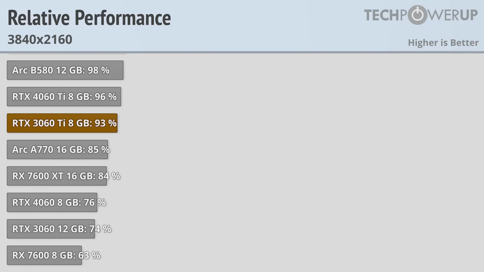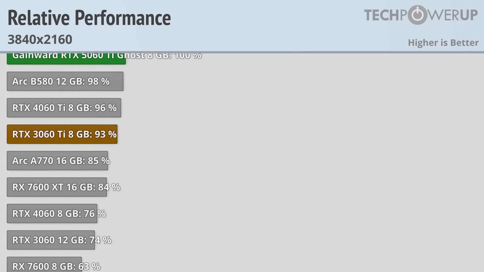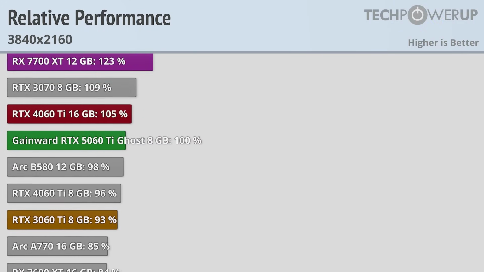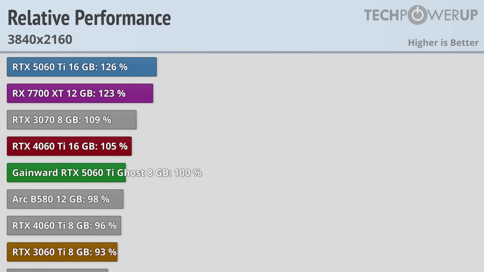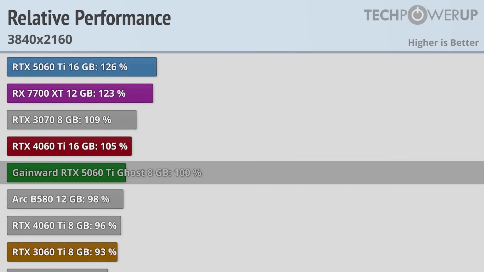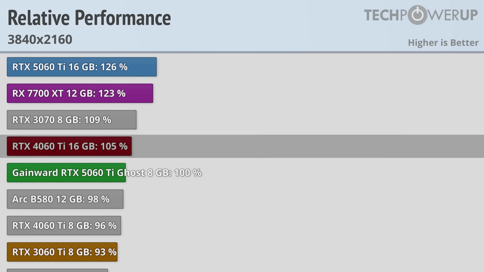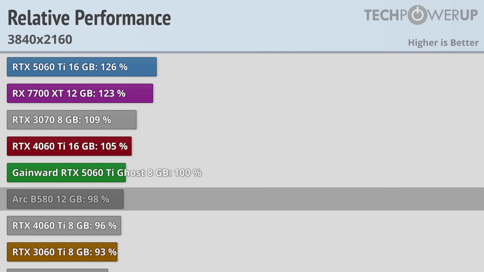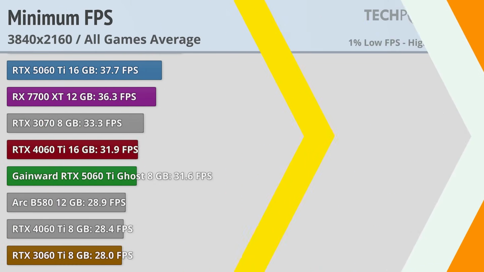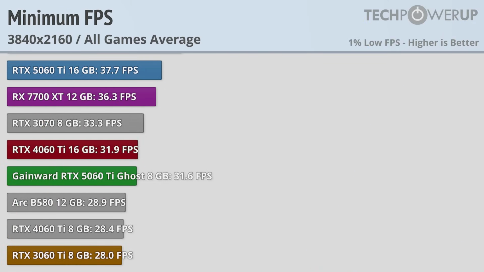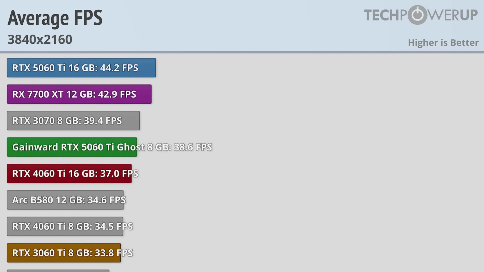None of these cards are really designed to play at 4K, but if you were foolish enough to try it, you'd find that the 8GB card really is not a 4K card, with the 16GB model now being 26% faster. That puts the 5060 Ti 8GB below the 4060 Ti 16GB, and basically tied with Intel Arc B580. Isolating for the minimum FPS doesn't really change things, but with even the 5060 Ti 16GB model producing less than 45 FPS, you'd probably want to lower down the settings anyway, which would then reduce the margin between the two cards.